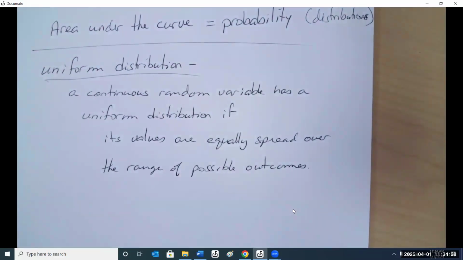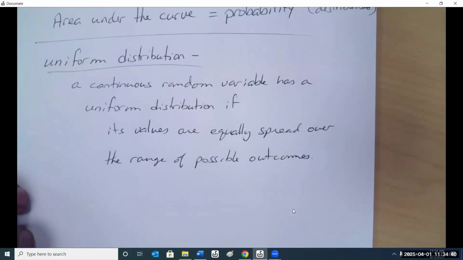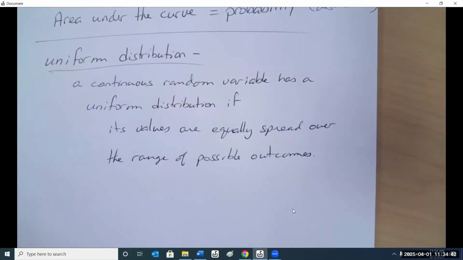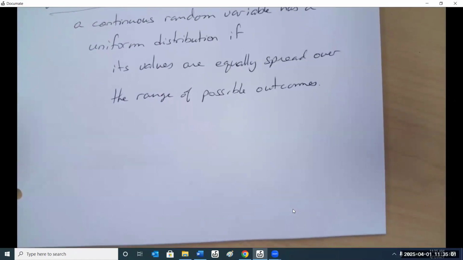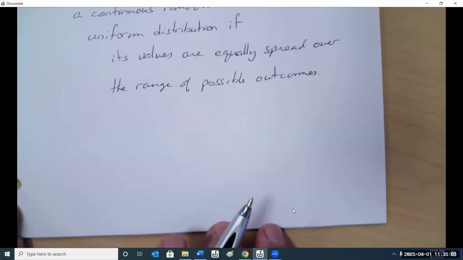A continuous random variable is uniformly distributed if its values are equally distributed, which means every value has the same probability of being selected according to where it's situated in the bell curve.